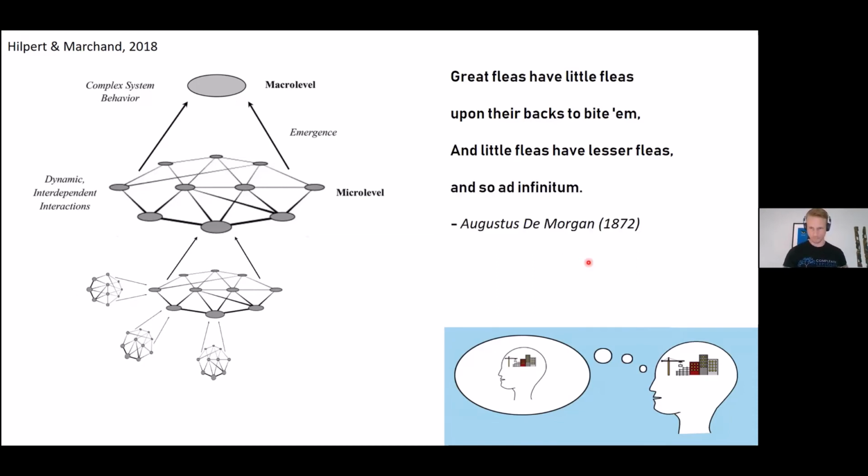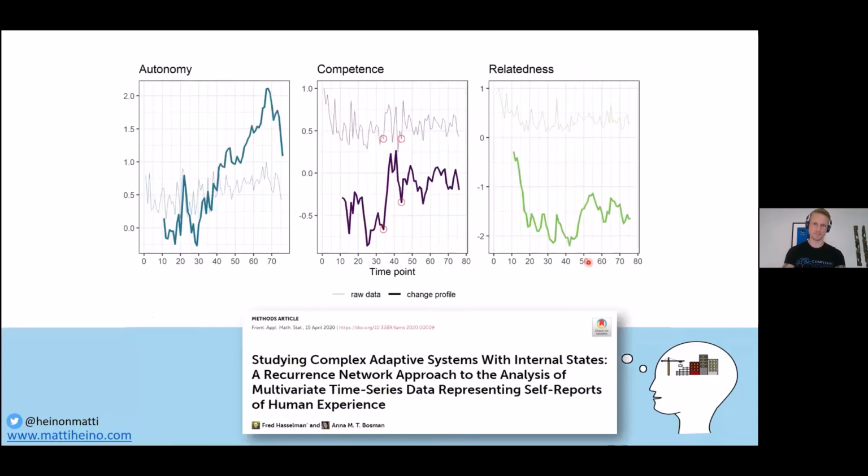This was a 19th century mathematician who was talking about the fractal structure of how things consist of other things. I will tell you why this is relevant. So we have these three variables. I'm actually not going to go through the change profile. You can find it in this paper. It's a transformation you do to a time series of self-reports in order to make it more consistent with how the measurement actually happens.